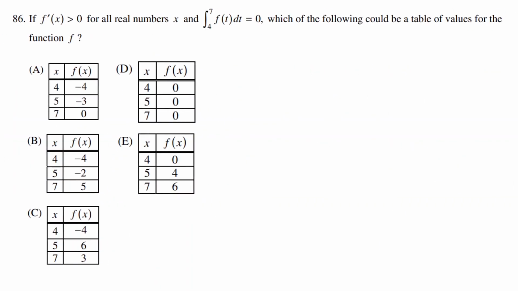For number 86, it tells us f prime is positive, meaning f of x must get larger, so we can eliminate C and D. The integral is also equal to 0, so f of x has to have both positive and negative values to balance out. Only B fits this, so that is our answer.